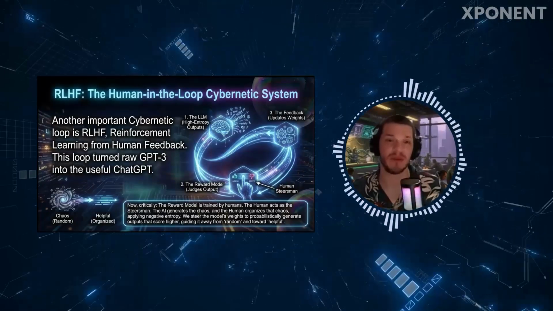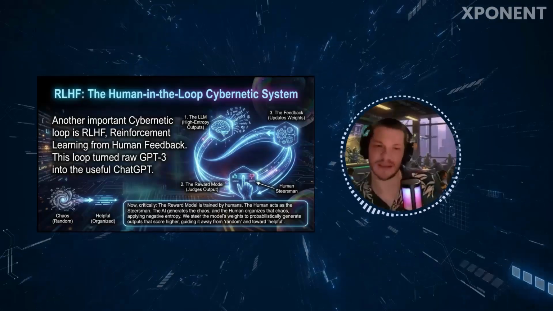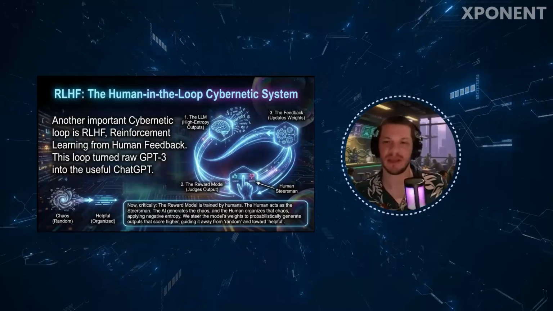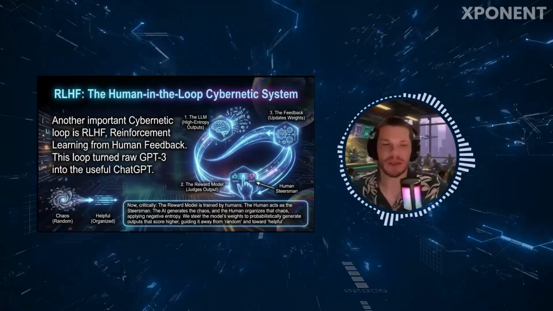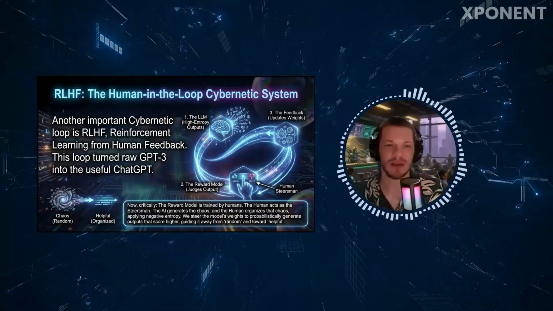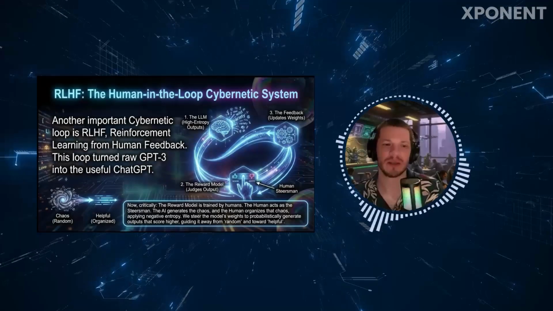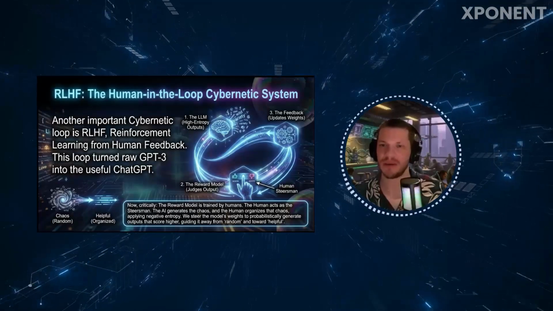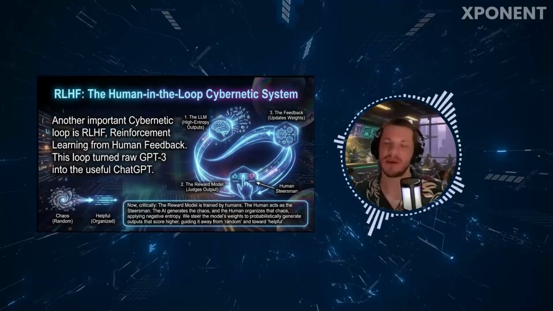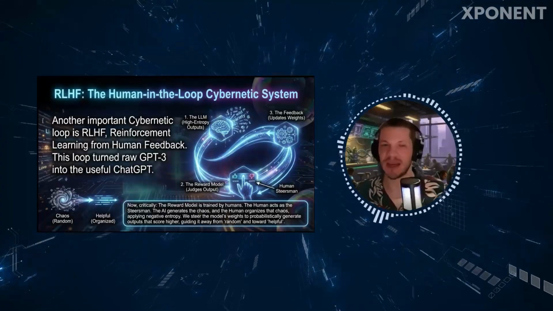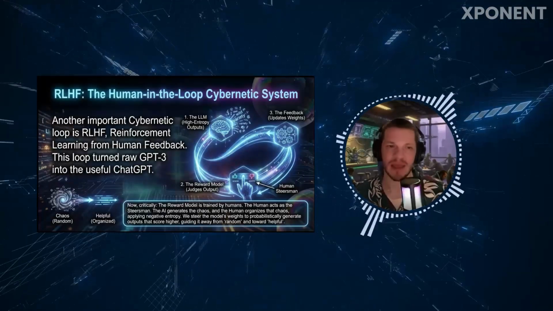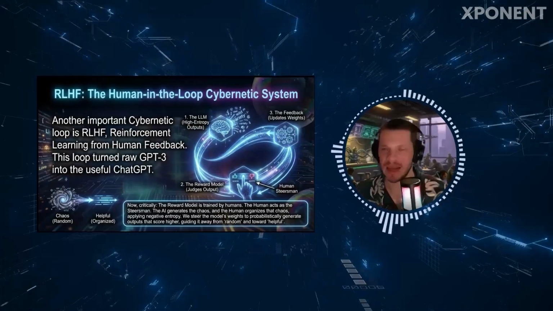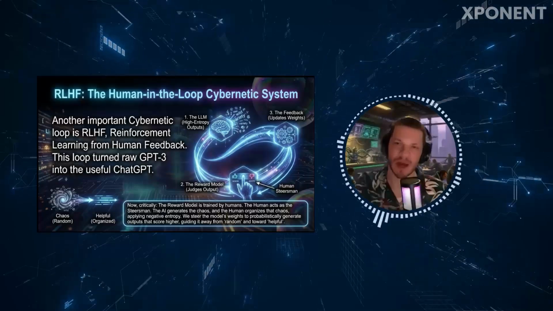This is a specific loop that turned the raw, wild, crazy ChatGPT-3 we all know and love into the useful ChatGPT we use today. Most LLMs are trained with this. There are three components to this loop. You've got the LLM that generates high entropy output, so variety and disorder. You've got a reward model that judges that output based on a score, and then feedback. The system updates its internal weights so that the next time you ask it, it will score higher.